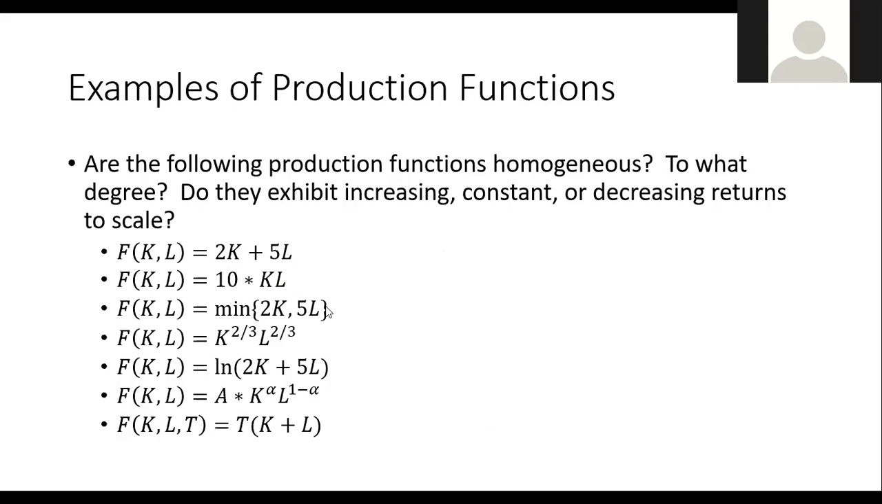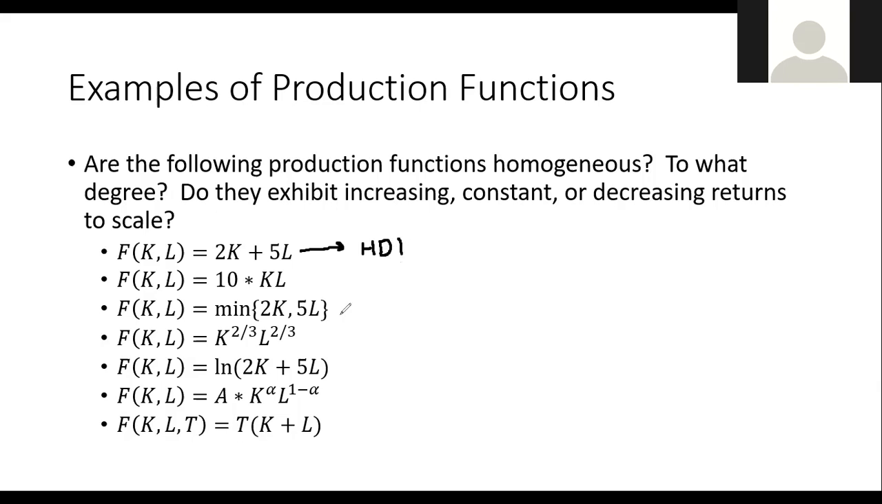I don't want to do all of these, but I don't know why I gave so many examples. It's too many examples here. But if you want to look at some of these and say, are they homogeneous? What degree? Do they have constant, increasing or decreasing returns to scale? You guys want to take a stab at any of these? This one should be easy, right? If I double capital, double labor, what's happened to output? It has also doubled. Thought that was easy.